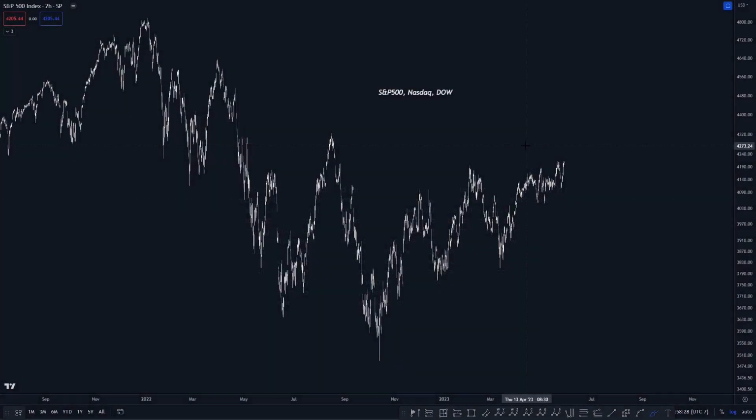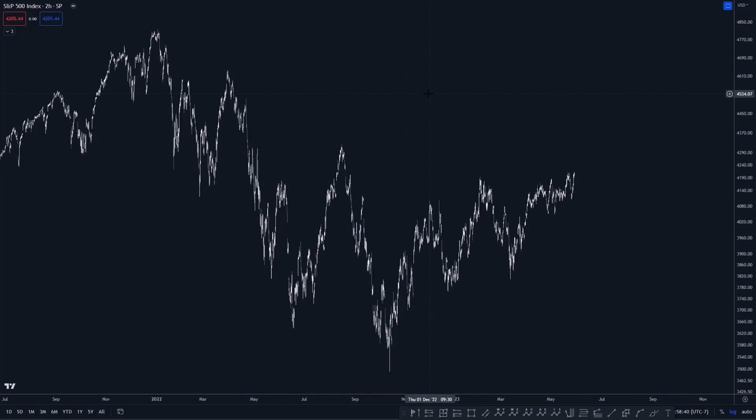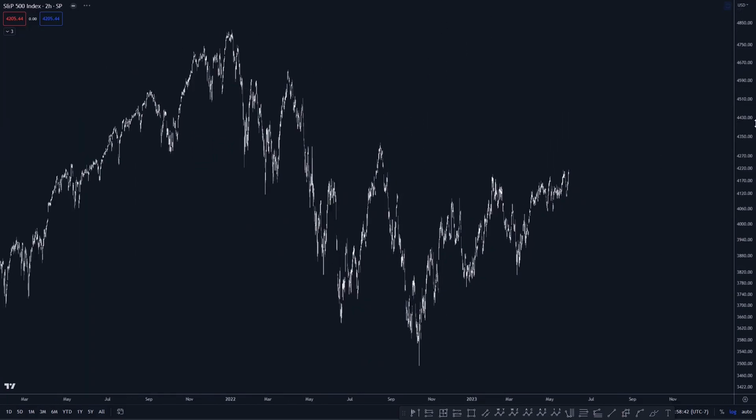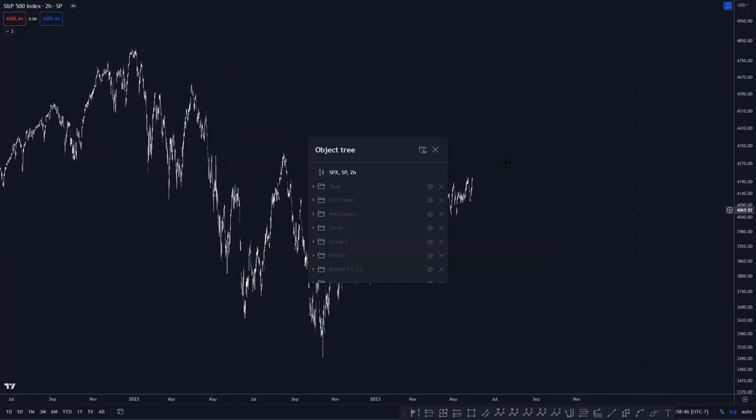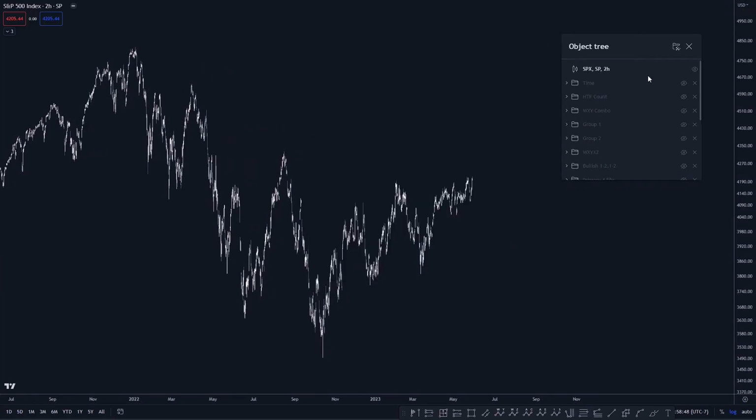Okay, so for this stream, we're going to focus on the indices, specifically the S&P, the Nasdaq, and the Dow. We're going to go ahead and start with the S&P 500 and focus on the higher time frame here, because right now on the lower time frame there's a lot of different counts that we can observe, and I'll jump into this once we look at the futures chart for the S&P.